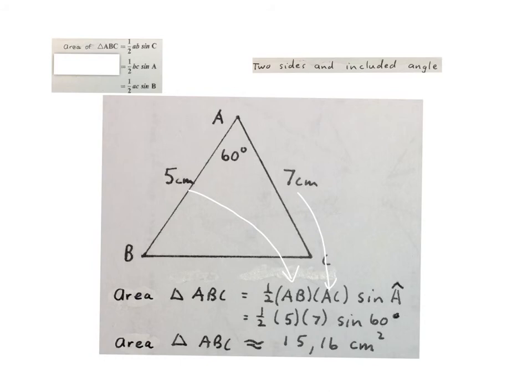Please stop the video and get your brain around this problem. If you eventually understand what you are doing, you do not have to write this step anymore. Go straight: area of triangle ABC equals half times 5 times 7 sine 60 degrees, and work out your answer. Please don't make calculation mistakes, otherwise you get naught. Please stop the video and get your brain around this easy rule.